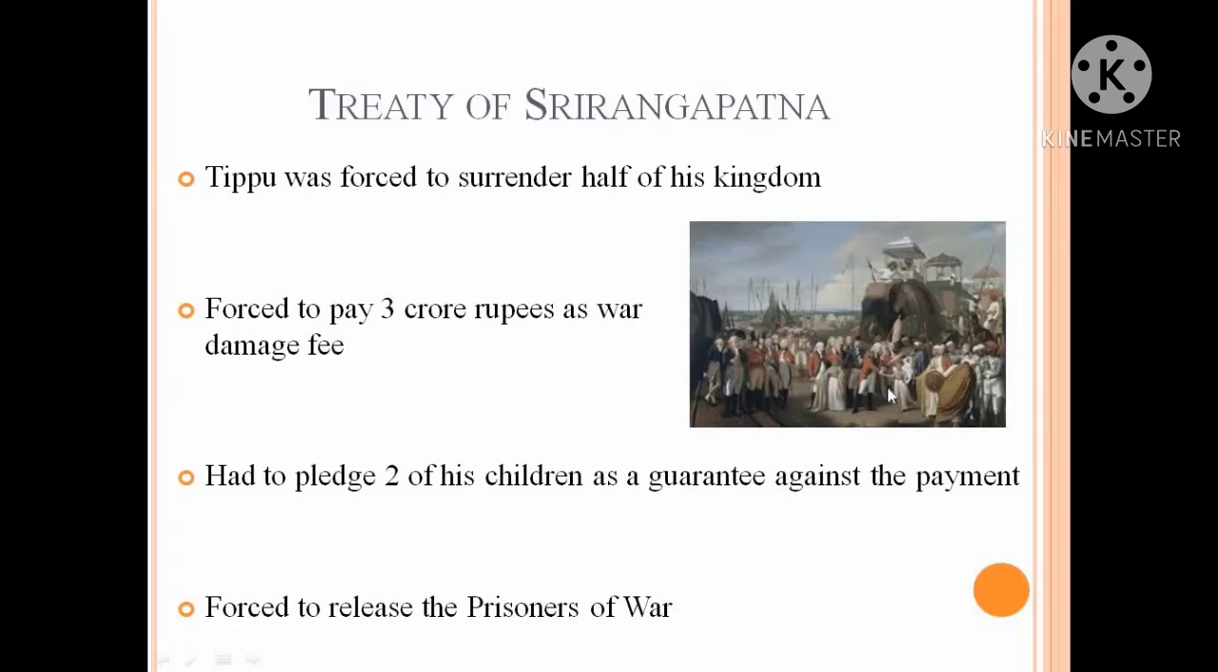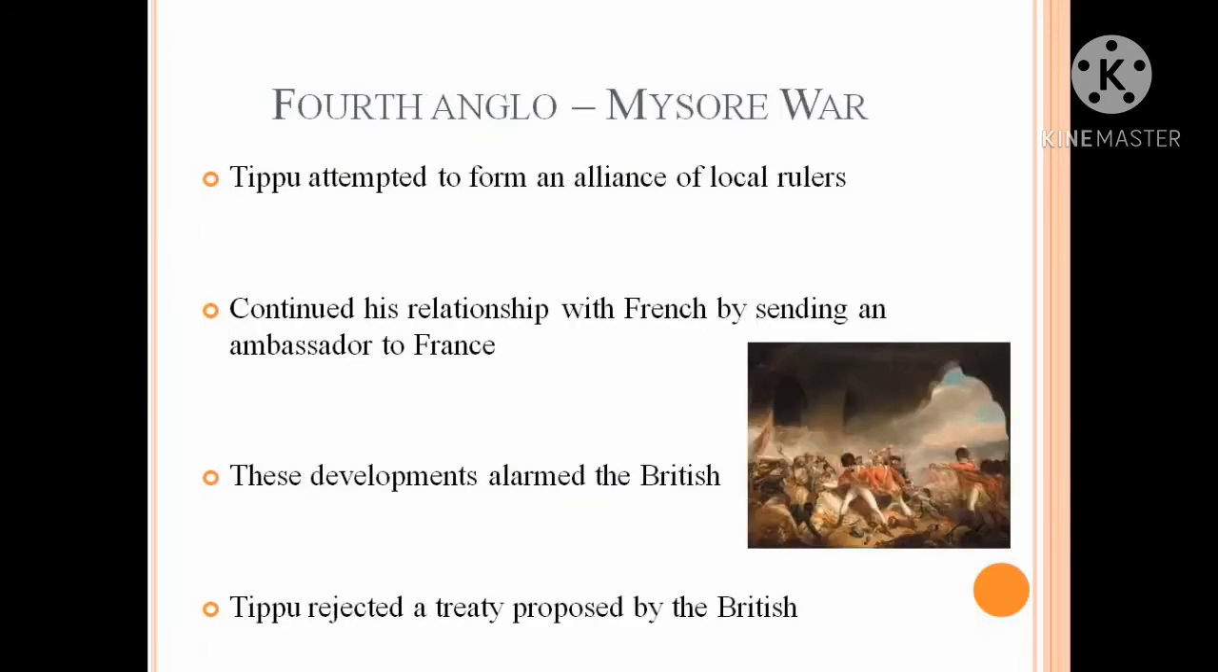Just imagine. The British kept 2 of his children. And he was forced to release the prisoners of war. So these are the conditions of the Srirangapatna Treaty. It was a humiliating treaty for Tipu Sultan.